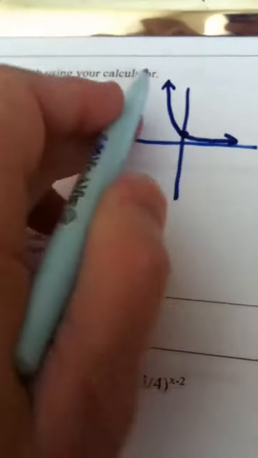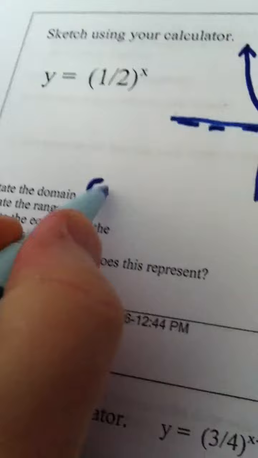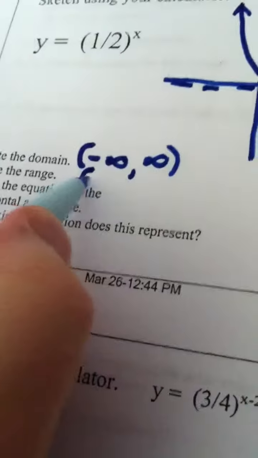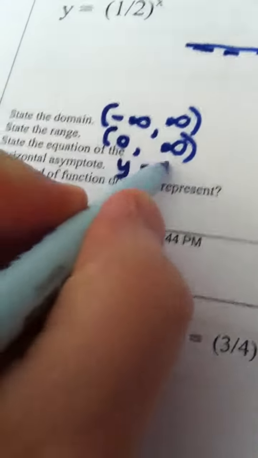As you go from left to right, it gets tinier. And of course this line, y equals 0, still acts as my horizontal asymptote. So the domain, when I scan from left to right, I still get all reals. The range, from 0 to infinity, but of course not including 0. The equation of the horizontal asymptote is still the line y equals 0.